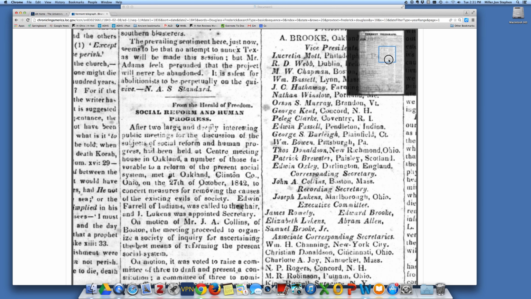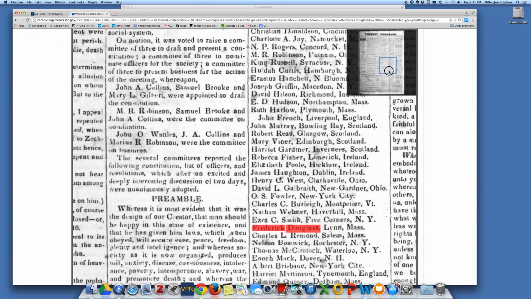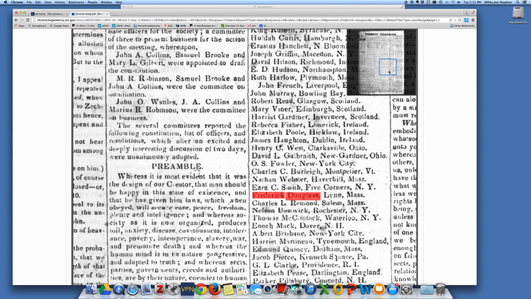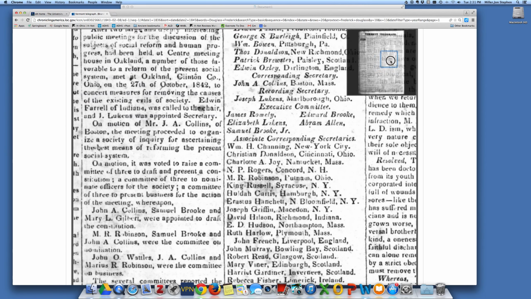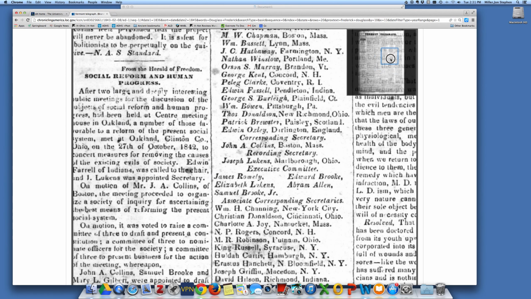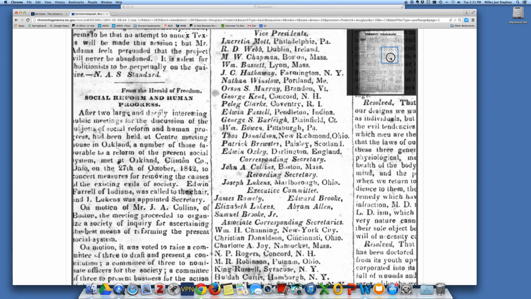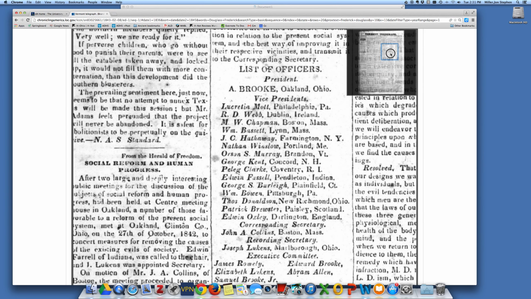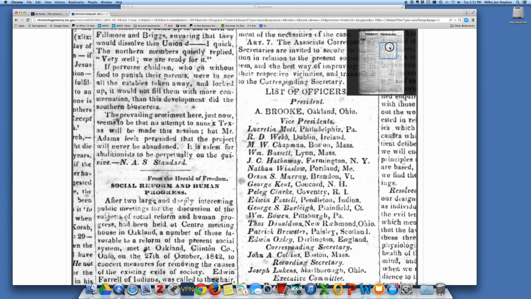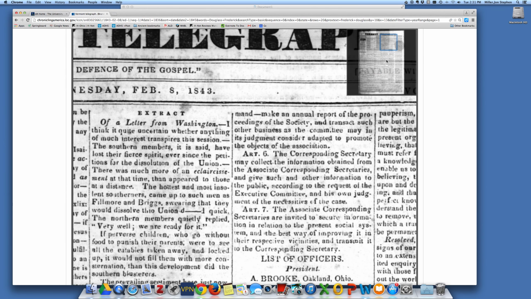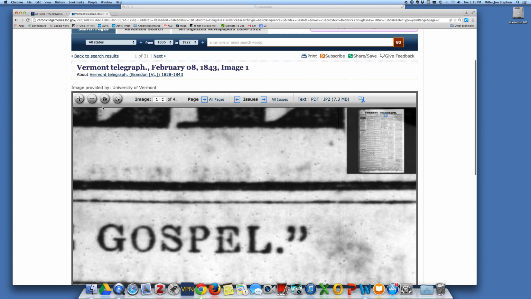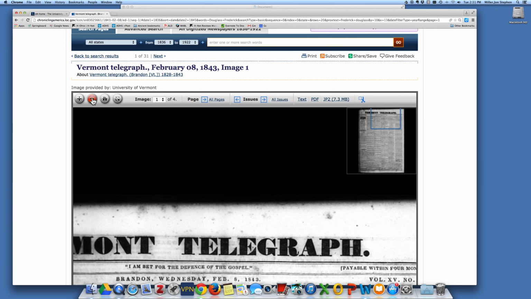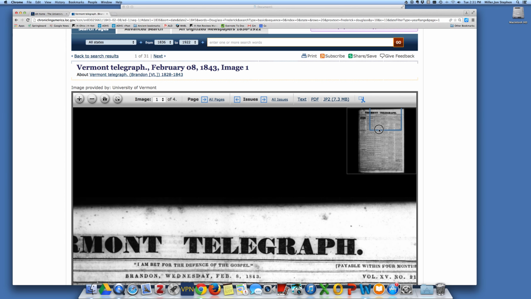So Douglass's name popped up. Let's see, there it is, Frederick Douglass, Lynn, Massachusetts. Yeah, this is definitely our Frederick Douglass. He is listed as, what is he doing here? He's an associate corresponding secretary of an anti-slavery society, I suppose. Okay, so we got to go back a couple columns. Whoa. See, I zoomed in too much by accident. This happens.